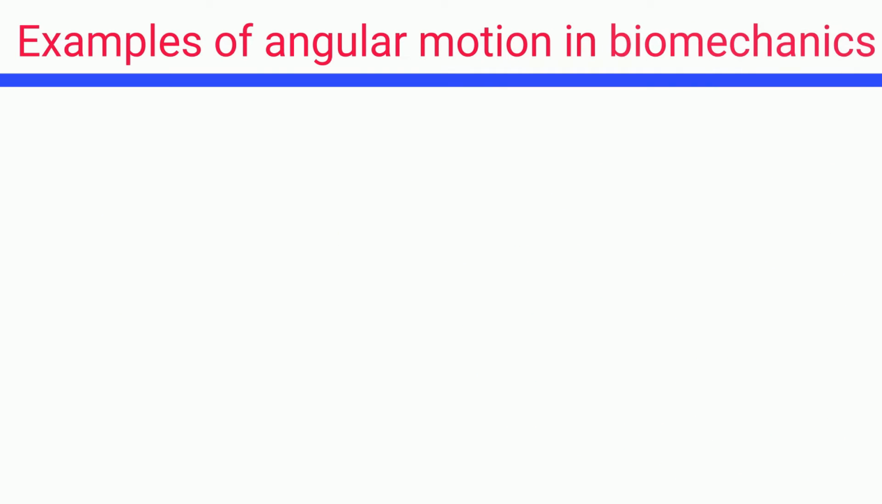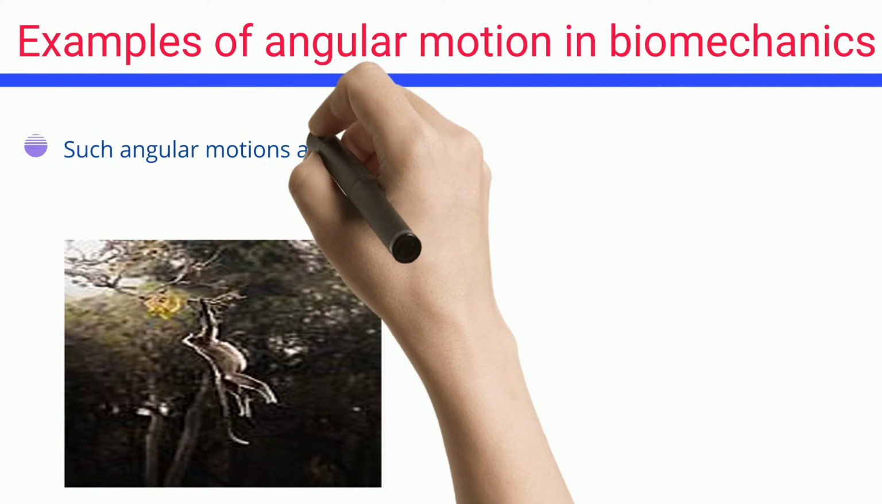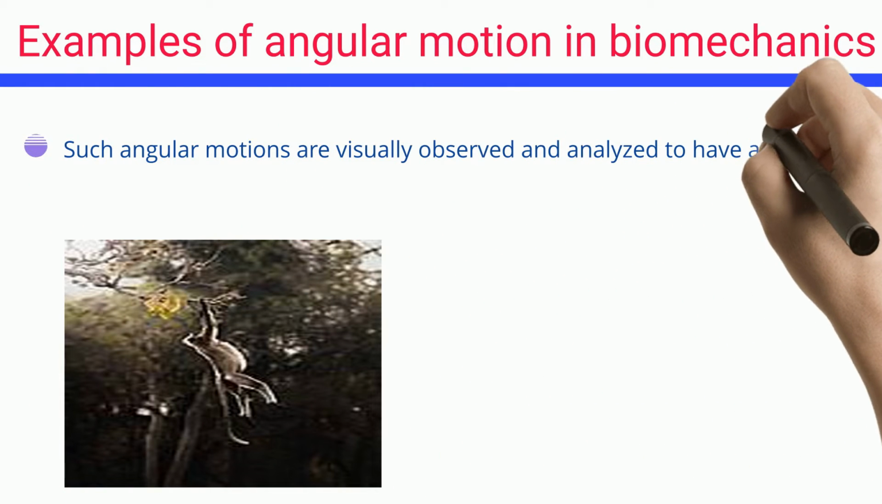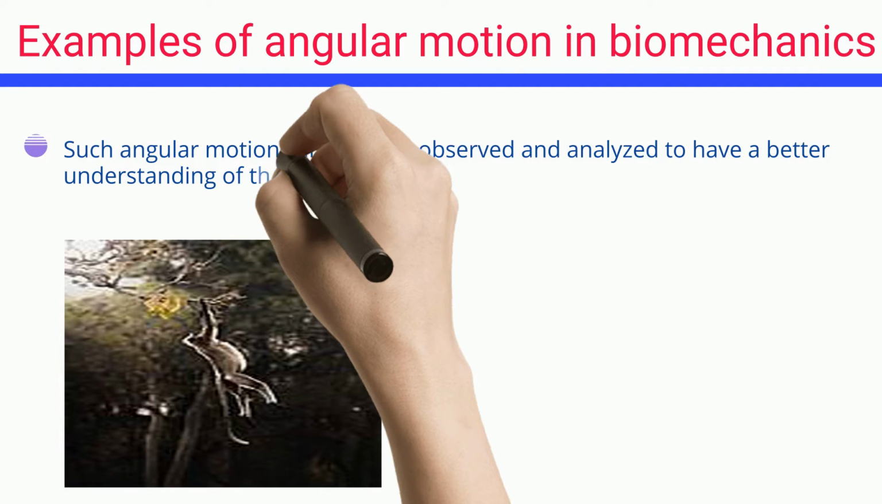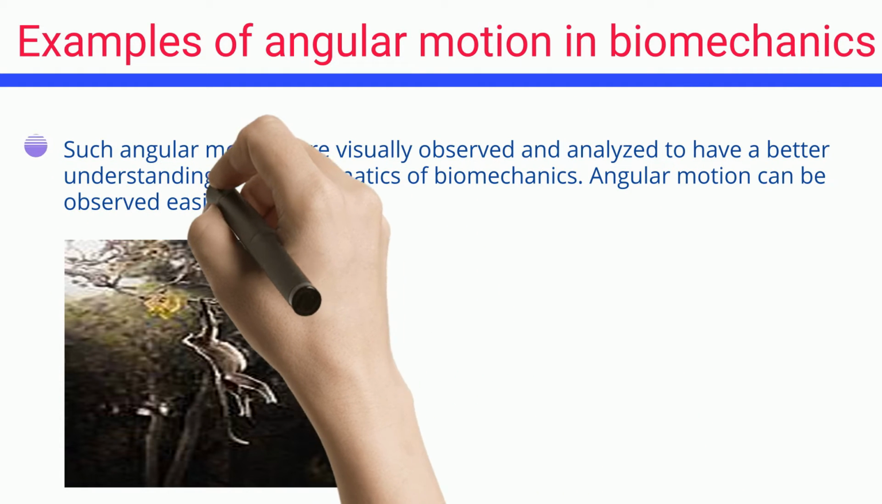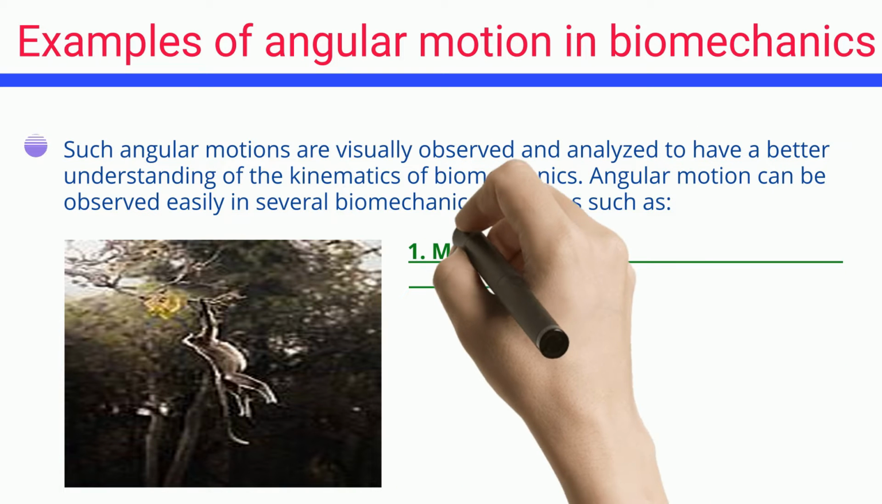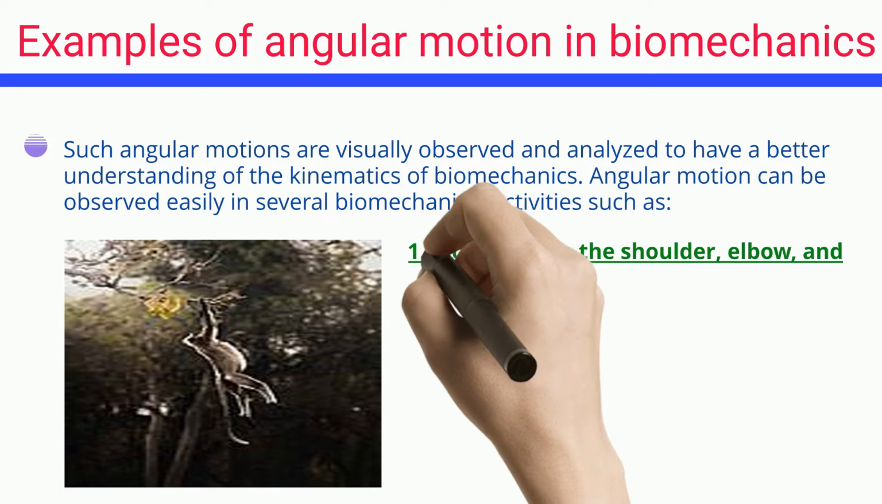Examples of angular motion in biomechanics. Such angular motions are visually observed and analyzed to have a better understanding of the kinematics of biomechanics. Angular motion can be observed easily in several biomechanical activities such as: 1. Movement in the shoulder, elbow, and knee joints.